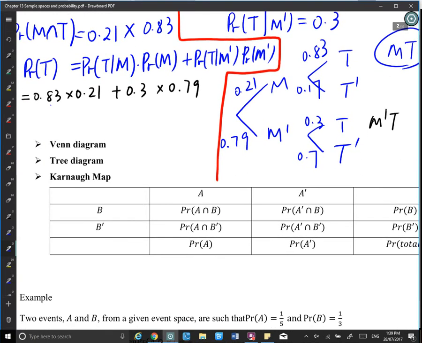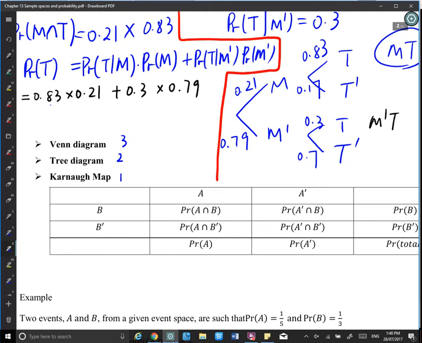Next one is three tools to help us work out probability. We still use those three even though we learn more complex probabilities: Venn diagram, tree diagram, and the Karnaugh map. The important order is number 1, number 2, and number 3. You must know a Karnaugh map, then you will know a tree diagram, and then we don't really use the Venn diagram. So the order is in reverse.